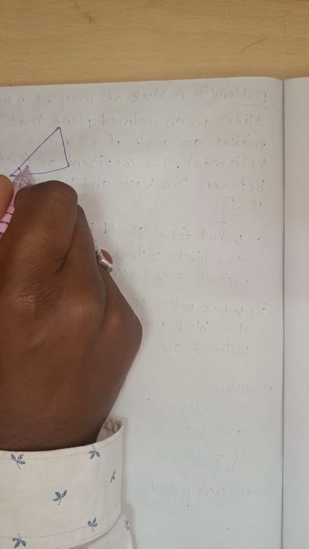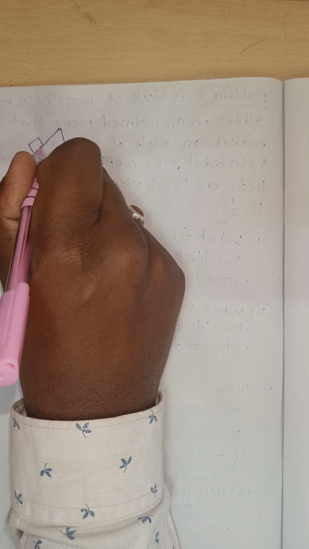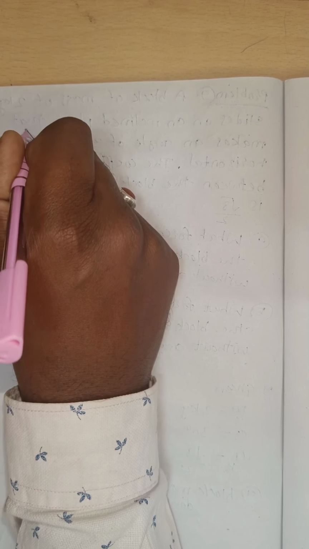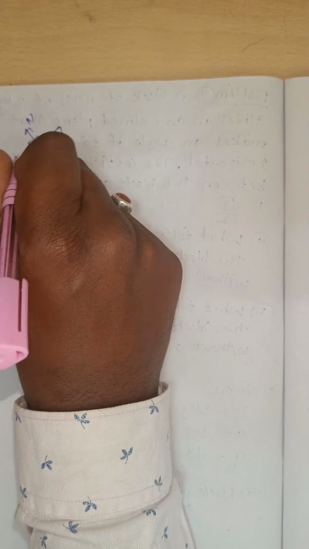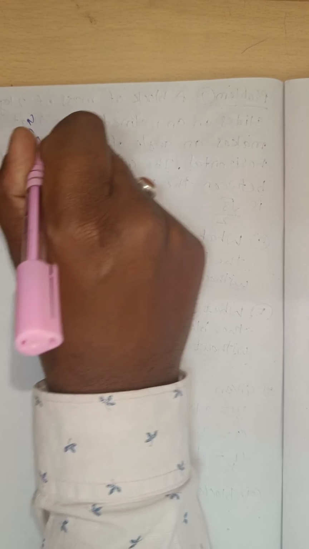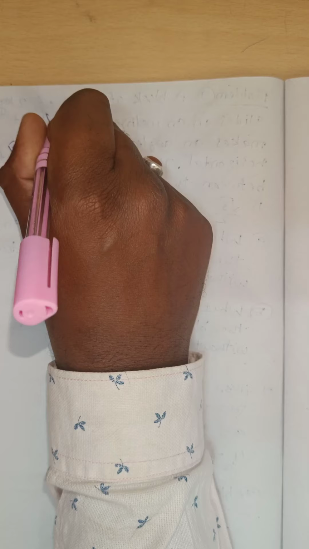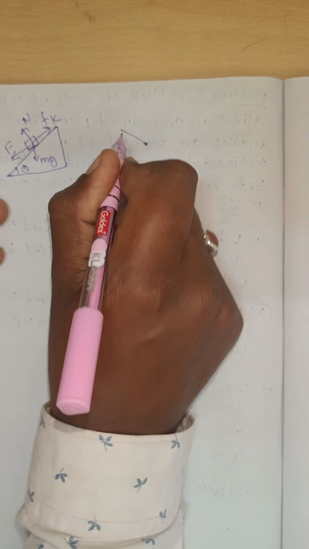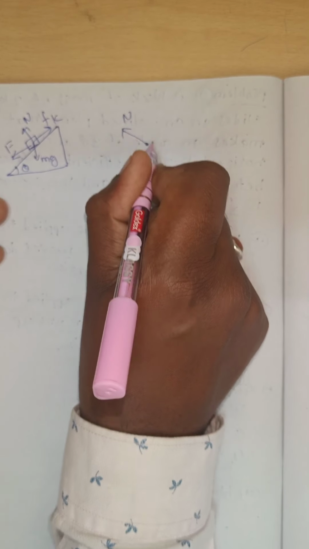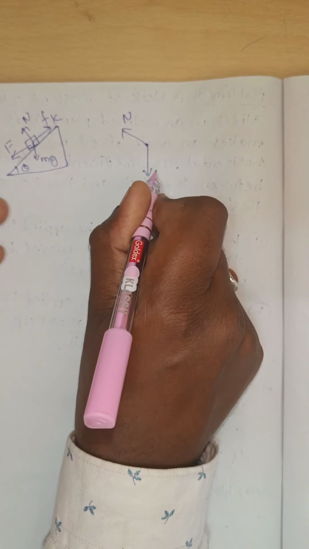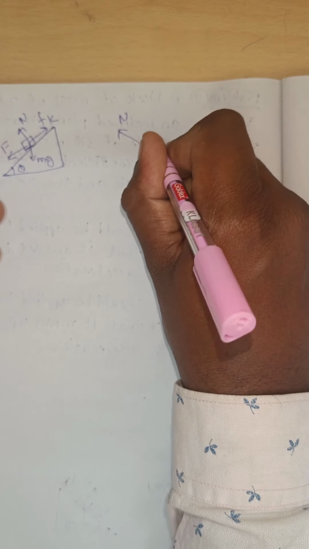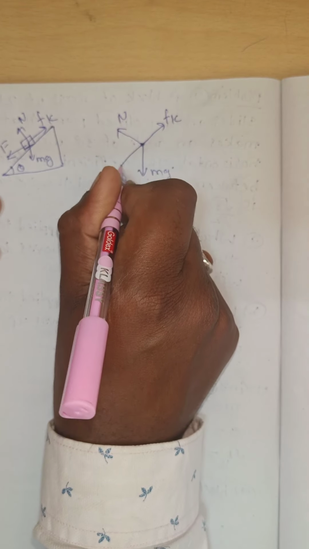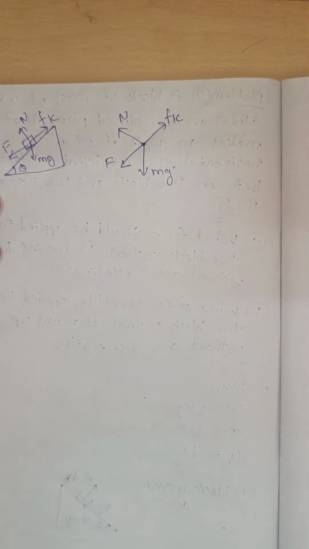Now here the angle is theta, and the block is placed here. The gravitational force mg acts in the downward direction, the normal reaction is here, the applied force is in that direction, and the kinetic friction is in this direction. Here we have the normal reaction, gravitational force, static friction, kinetic friction, and in that direction the applied force.